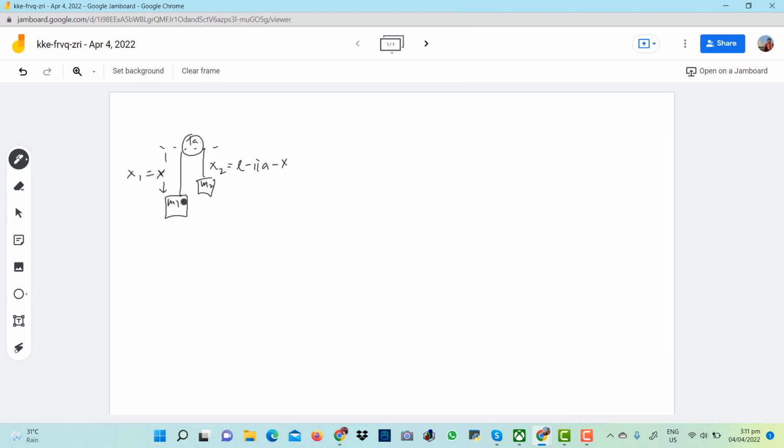In this case, your x2 and x1 are related to each other by this variable x. So in that case, there will be only one degree of freedom, and the coordinate that we're going to use is this x. Okay? The position x is important. I have the x1 and I have the x2 there.